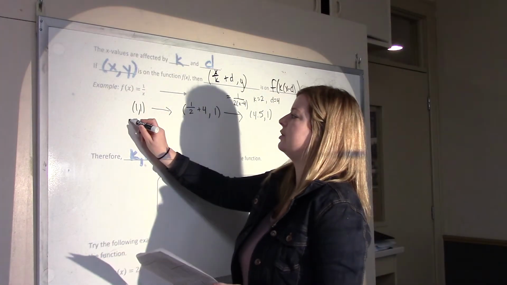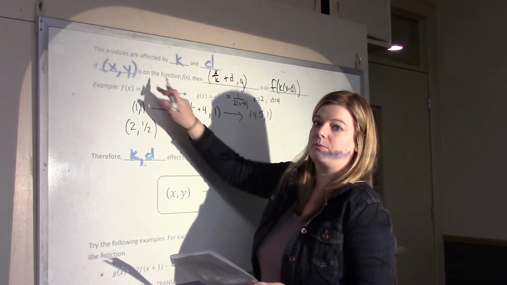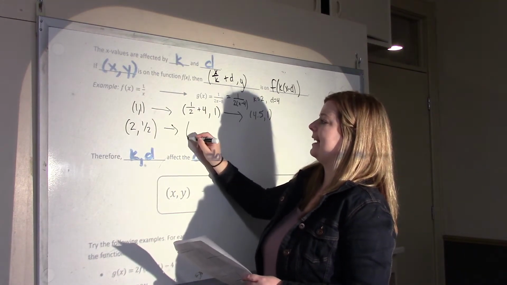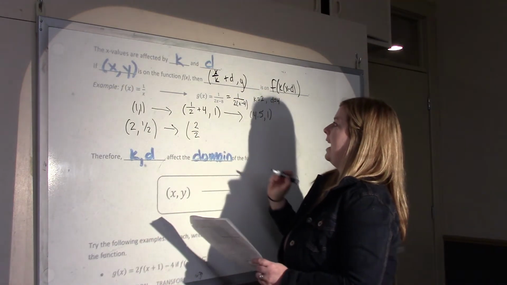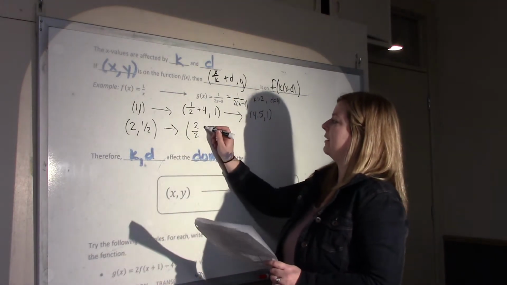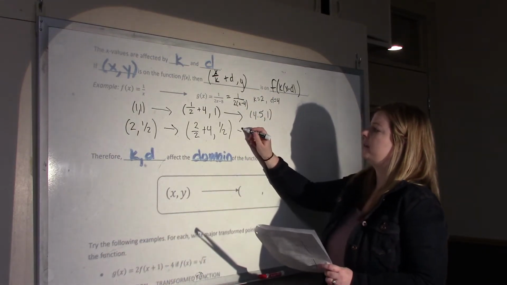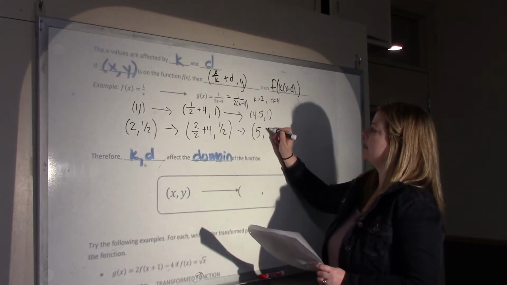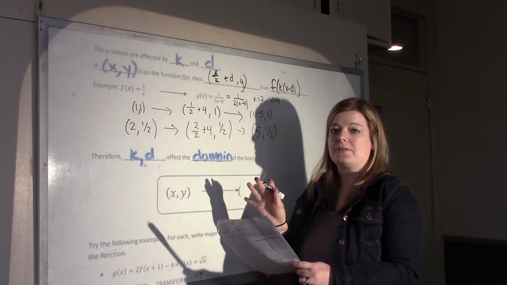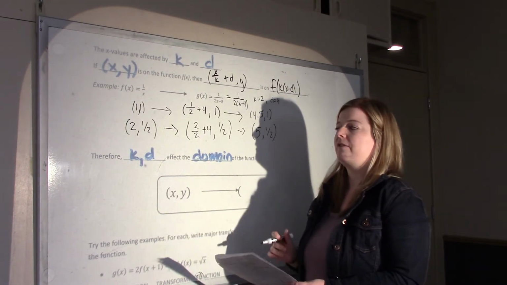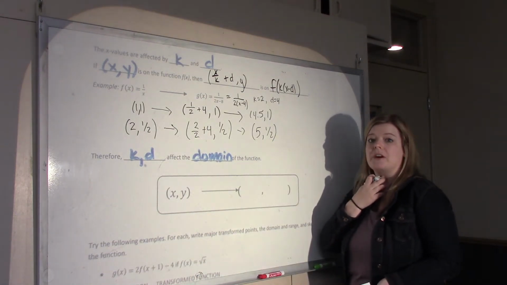Okay, what about the coordinate (2, a half)? Okay, that's a point that's on this original function 1 over x. So again, the x value is going to be divided by k, so we have 2 divided by 2, and then we have to add 4, and our y value will stay the same. Okay, so that gives us (5, a half). So think about it. This value of 2 has been compressed by a half, so it's at 1, and then translated to the right 4 to get to 5. So k and d affect the domain of the function.